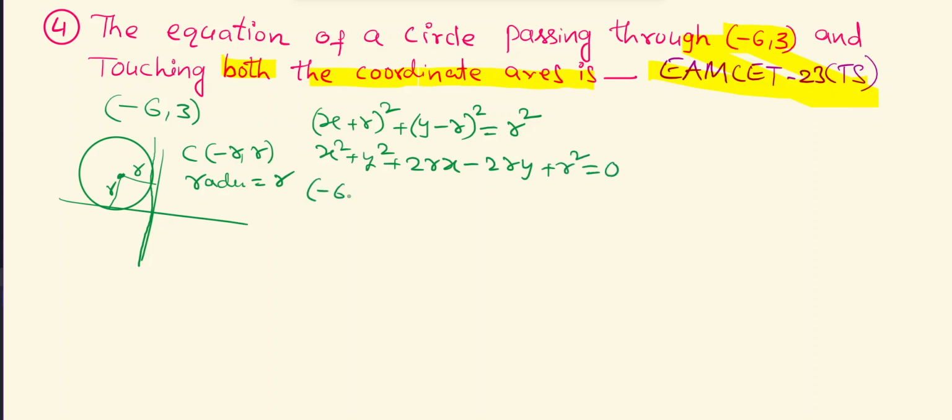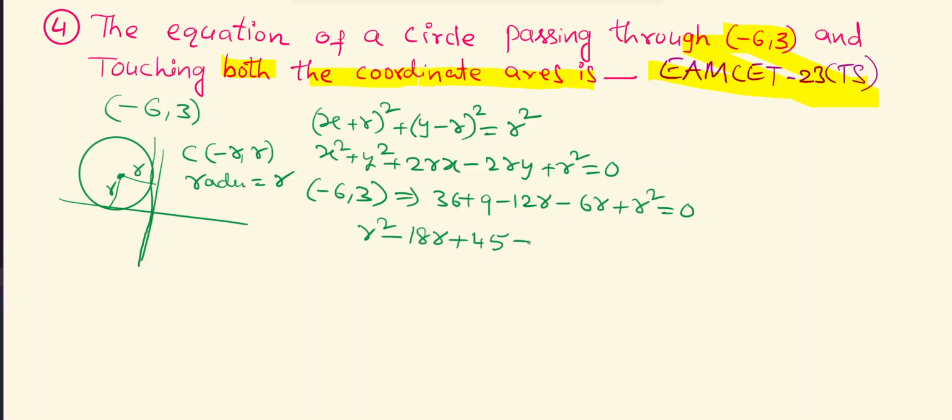This circle passes through the point minus 6 comma 3. Substituting in this equation: x square 36, plus y square 9, plus 2rx which is minus 12r, minus 2ry which is minus 6r, plus r square is equal to 0. From this, r square minus 12r minus 6r is minus 18r, 36 plus 9 is 45, is equal to 0. This is a quadratic equation in r.